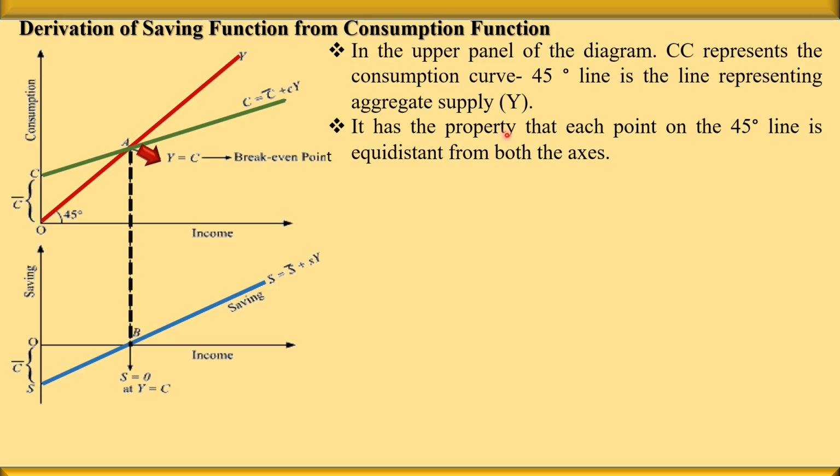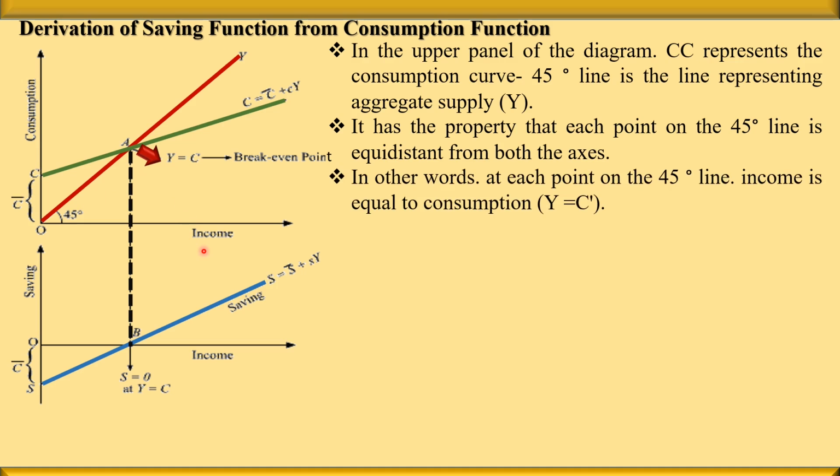Why is it represented by the 45-degree line? Because it has the property that each point on the line is equidistant from the x-axis and y-axis. It means consumption will always be equal to income. Here we presume that whatever we are consuming is equal to income. In other words, at any point on the 45-degree line, income is equal to consumption.